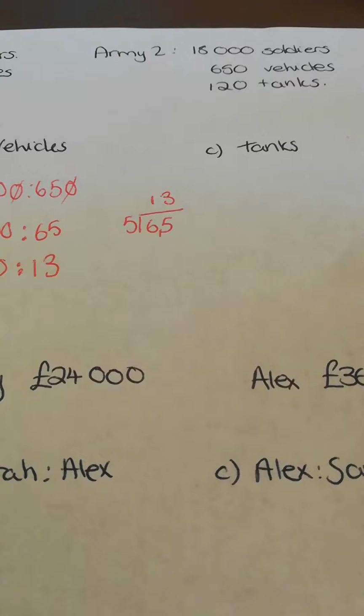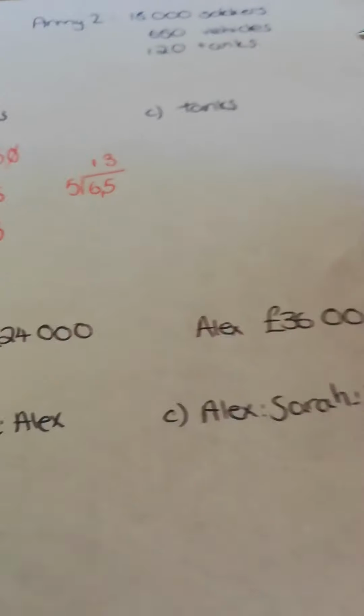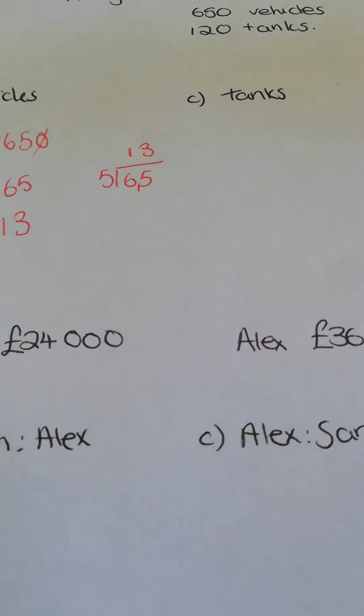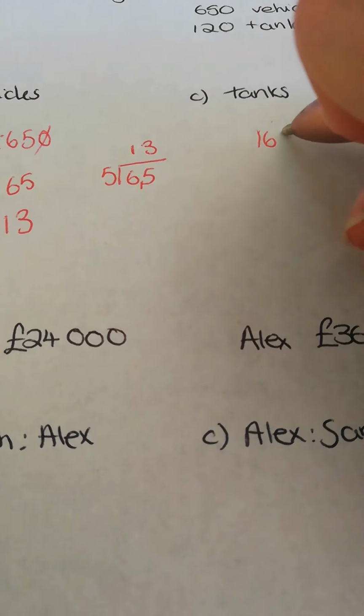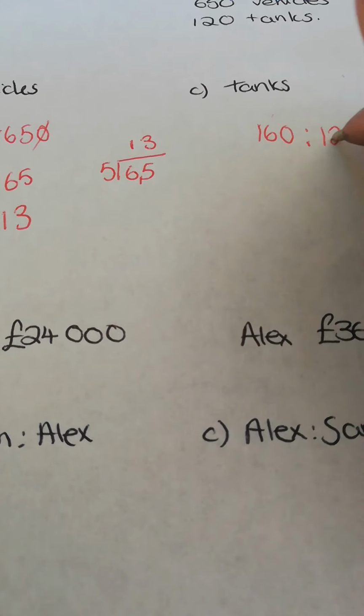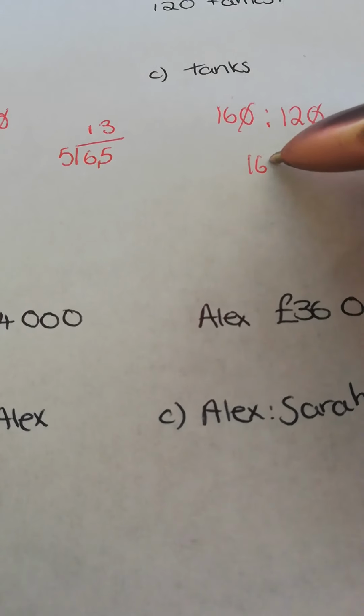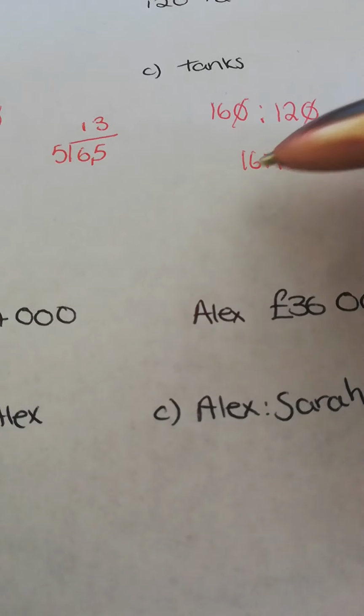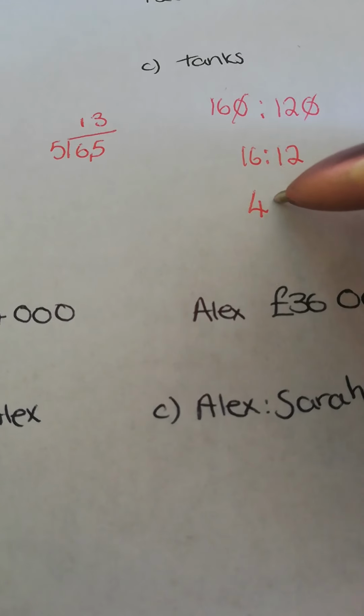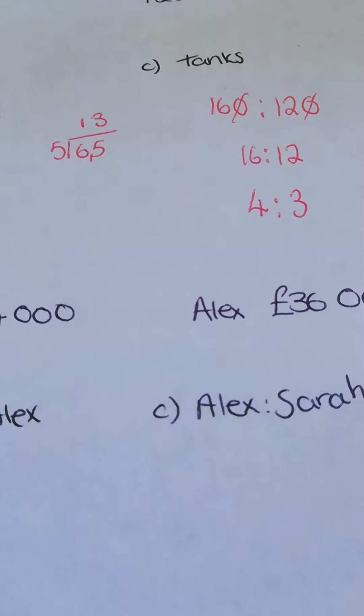Okay, and then for the last one in this bit, the tanks, we've got 160 tanks to 120 tanks. So if we focus again, 160 to 120, that's going to be the same as 16 to 12 if we divide by 10 first of all, and then these both divide by 4 to give you 4 to 3.